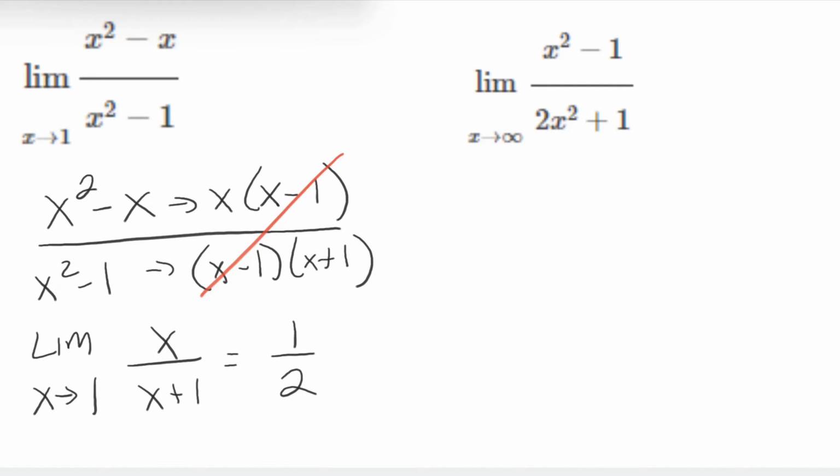Okay, so if you can't just plug in, start looking at ways that you can cancel stuff out. All right, and that works well when we're going to any other number, not necessarily infinity. The next one is going to infinity.